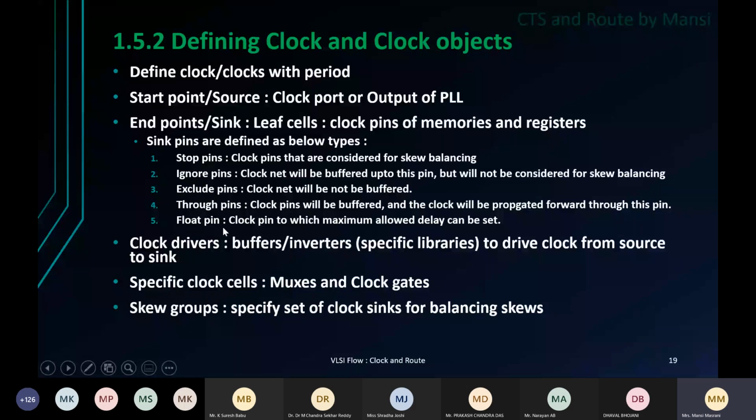Then the other clock object is the clock driver, which is nothing but buffers and inverters on the clock tree paths, which drive the clock from source to sink. Then specific clock cells, as I talked about, clock gates and muxes. Can anybody tell me when do we use muxes? Clock gates we use for gating the clock. Why do we use muxes on the clock path? Does anybody know when a mux is used on the clock path?